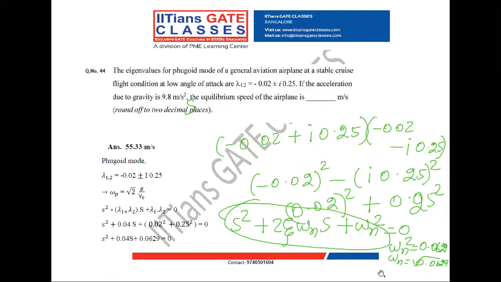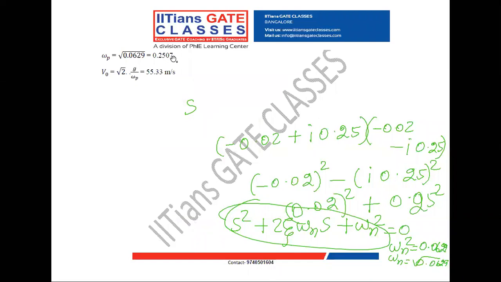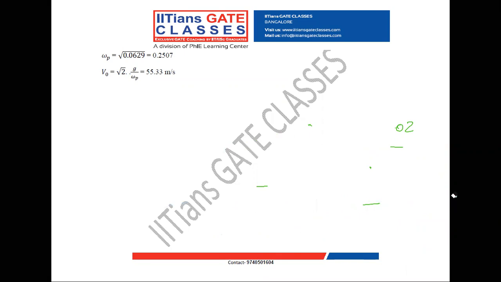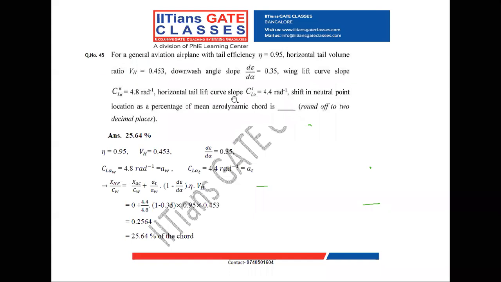We already obtained the natural frequency for the phugoid motion, that is omega p equal to 0.2507, and acceleration due to gravity is 9.81 into square root of 2. We obtain equilibrium speed equal to 55.33 meter per second. This is the equilibrium speed of the airplane for the phugoid motion. Next we'll move on to the next question.